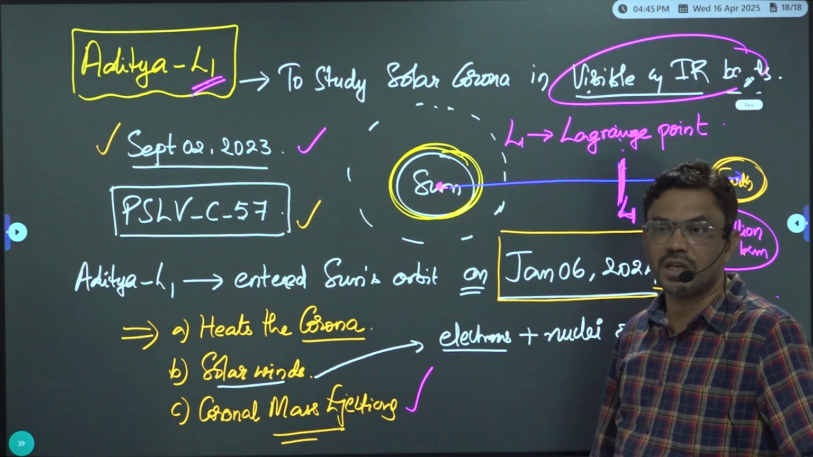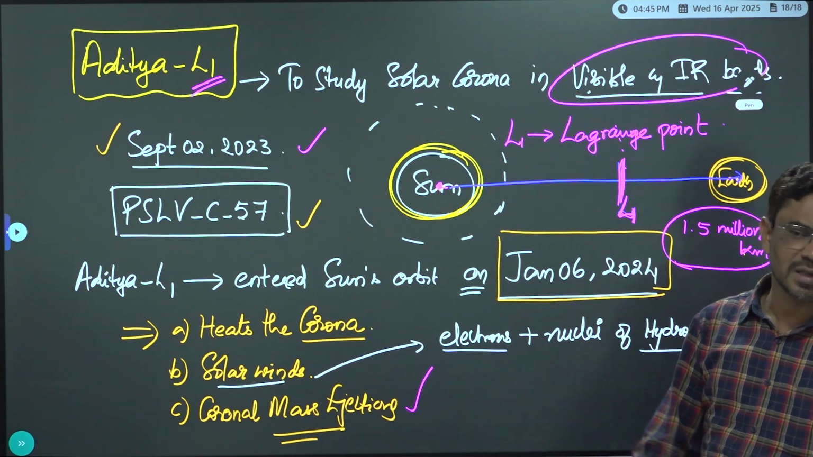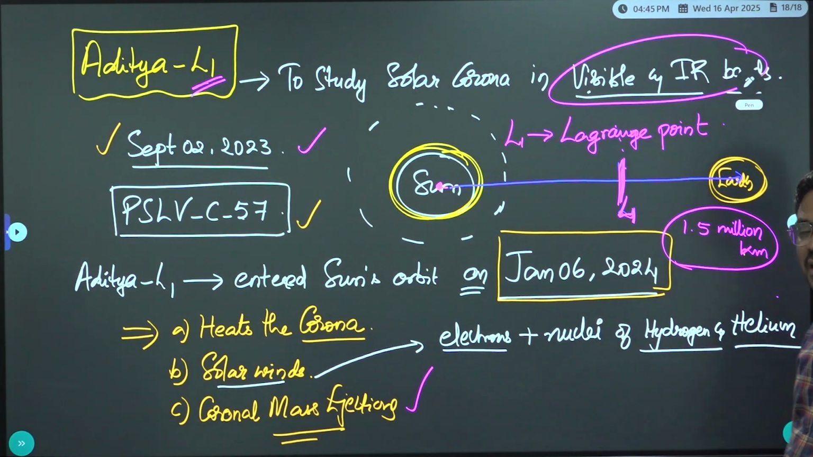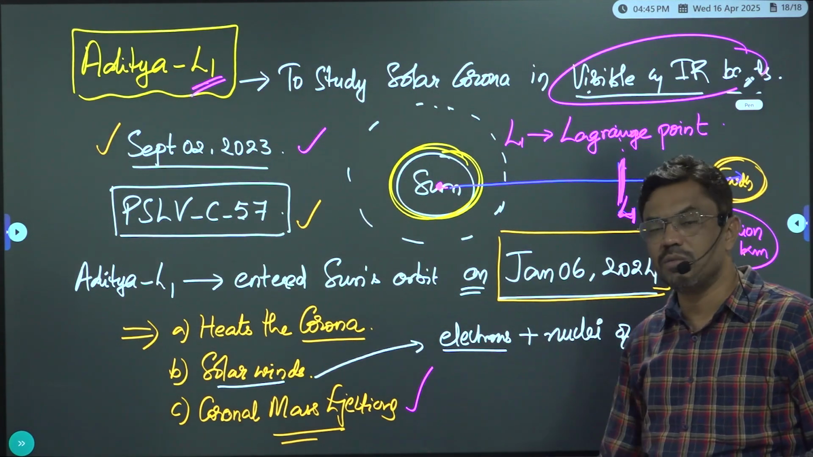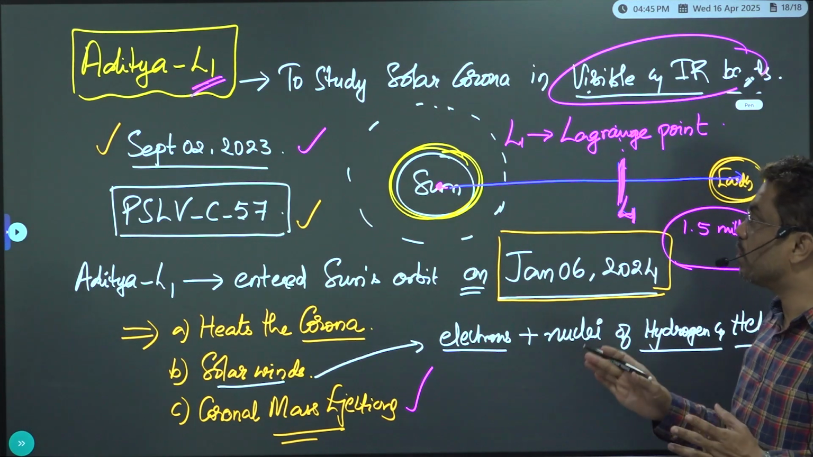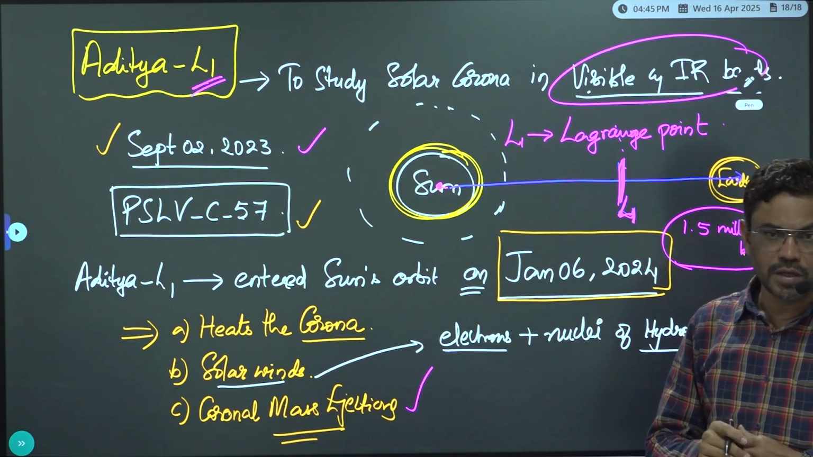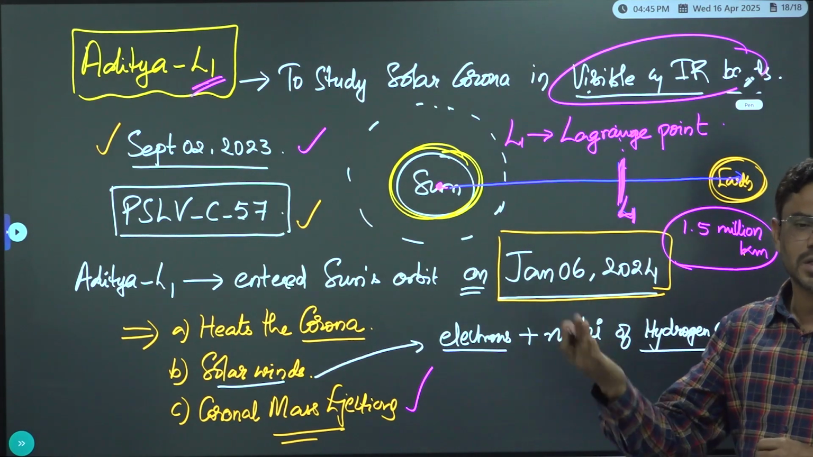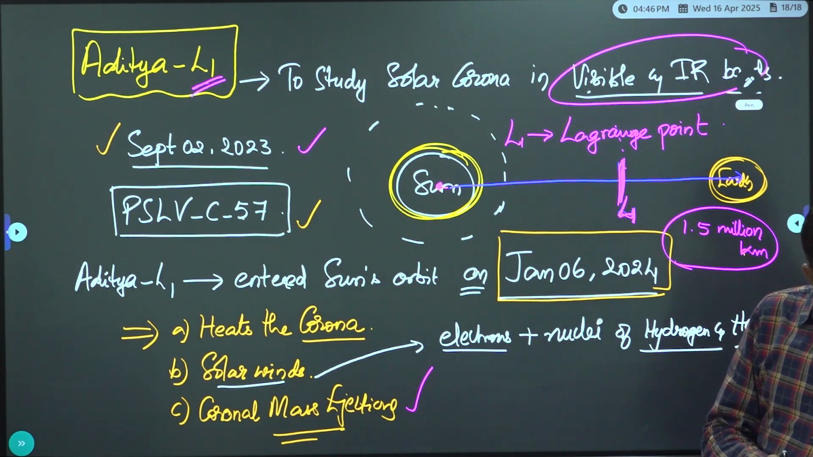These engulf various types of celestial bodies including the earth. But the earth has a magnetic field. That magnetic field shields and protects the earth from coronal mass ejections and solar winds. So these processes can be studied using this Aditya L1 mission. It is the first step to study the solar corona. All right, and the next one is the Gaganyaan mission.